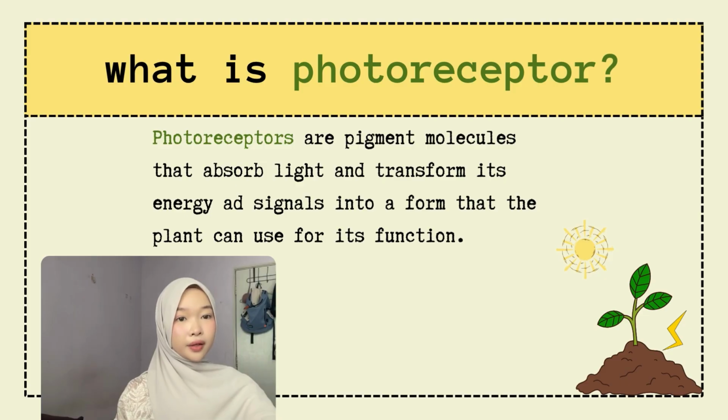Next, we look at photoreceptors. Photoreceptors are pigment molecules that play a key role in capturing light energy. They absorb light from different wavelengths and convert this energy into a usable form for the plant. This energy is then used to drive the reactions involved in photosynthesis. In simple terms, photoreceptors act like sensors that detect light and help initiate the photosynthesis process.